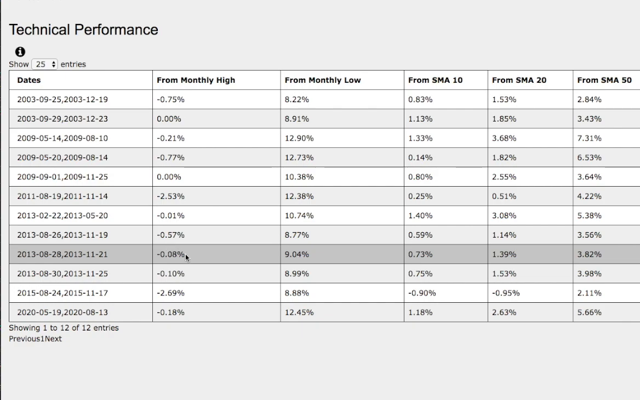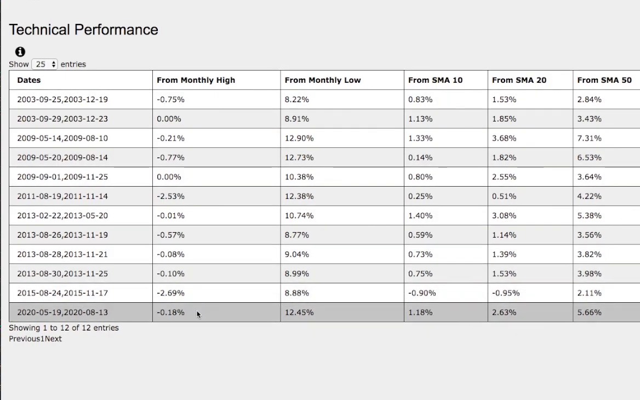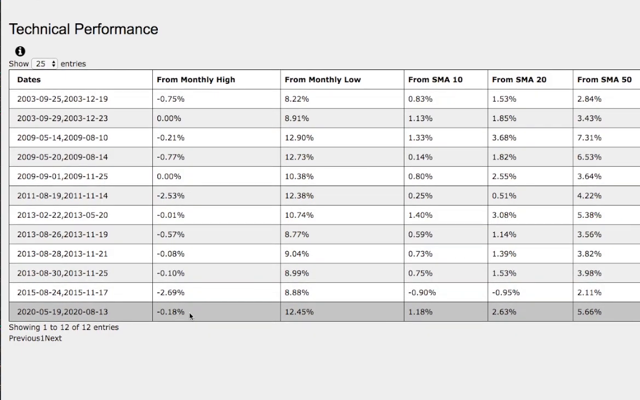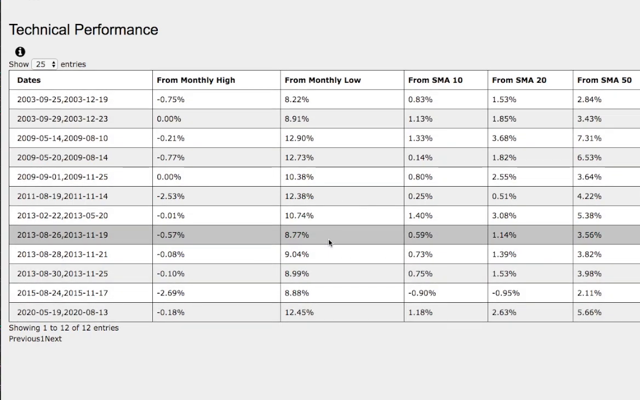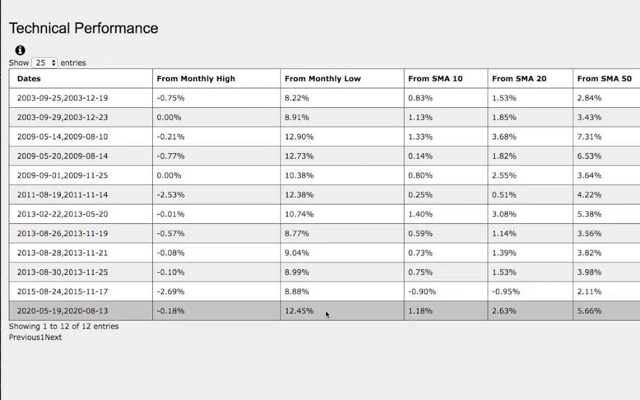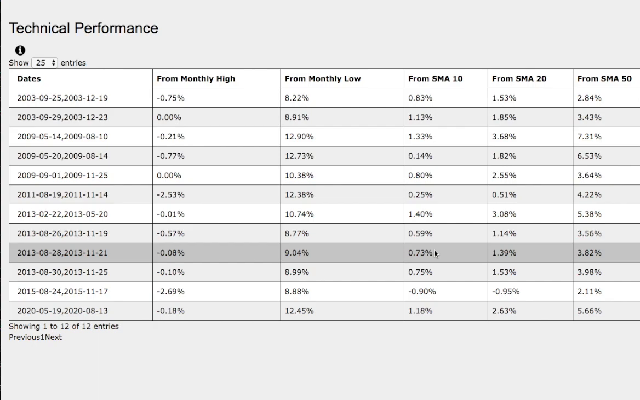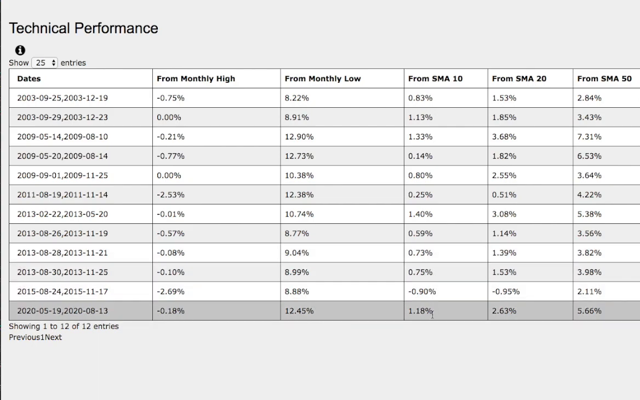it was 8 basis points from a monthly high. Compare that to the current trend, 18 basis points away from a monthly high. As for the monthly low, back then it was up 9%. Compare that to the current trend, up 12%. For the 10 simple moving average, it was up 73 basis points. Compare that to the current trend, up 1%.